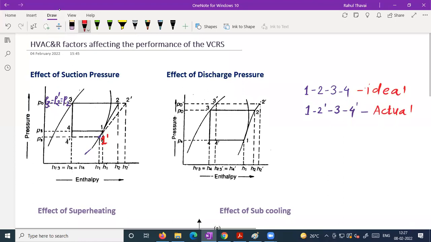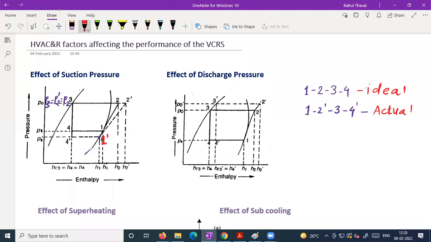See all of you here. 1, 2, 3, 4 is our ideal cycle. But due to the resistance offered by the flow of the refrigerant, instead of expanding from 3 to 4, we are expanding from 3 to 4-. As we did for 4 to 1, from 4- I will draw a horizontal line, which will intersect this curve at point 1-.